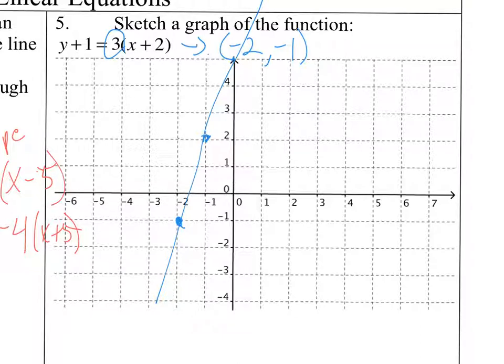As an alternative, I could have solved for y, and that would have been y is equal to 3x, that's going to be plus 6 minus 1, or y equals 3x plus 5. You might notice that I've got a y-intercept of 5 and a slope of 3, which fits this equation.